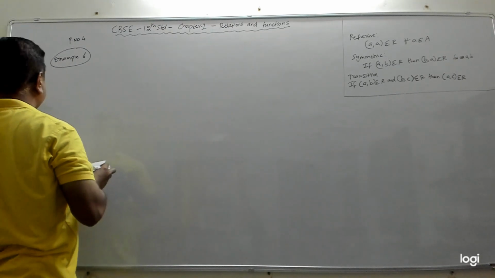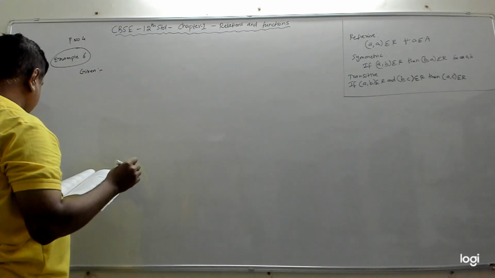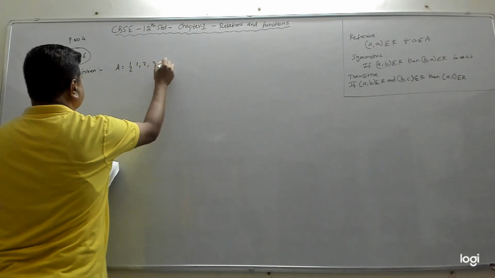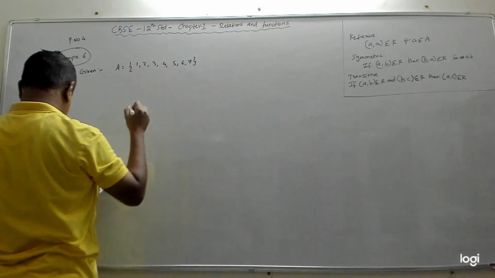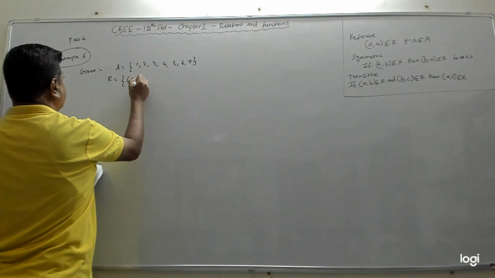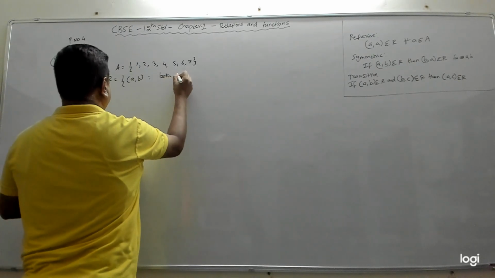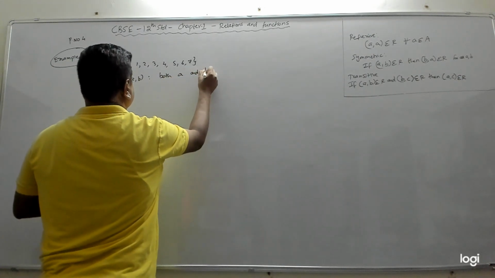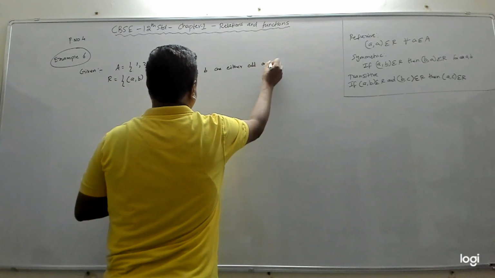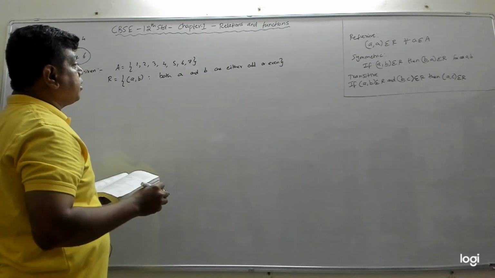Right, so we'll write the given condition in the problem. Let R be the relation defined on the set A. There is a set A which is 1, 2, 3, 4, 5, 6 and 7, and the relation R is defined by the set of all (A, B) such that both A and B are either odd or even. Either both are odd or even.